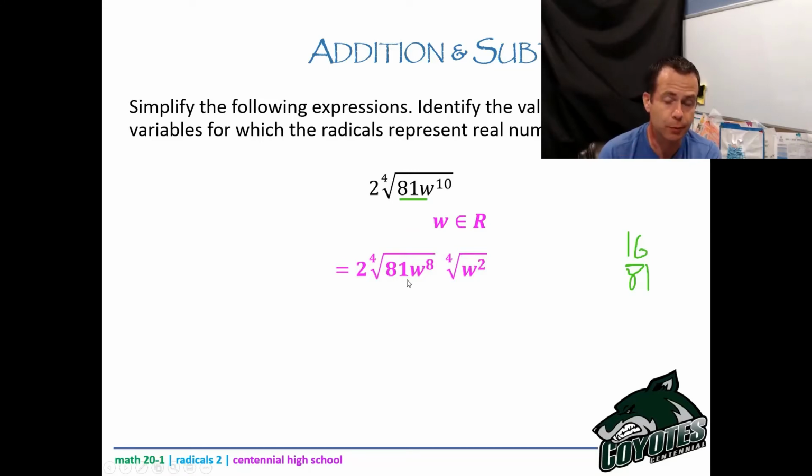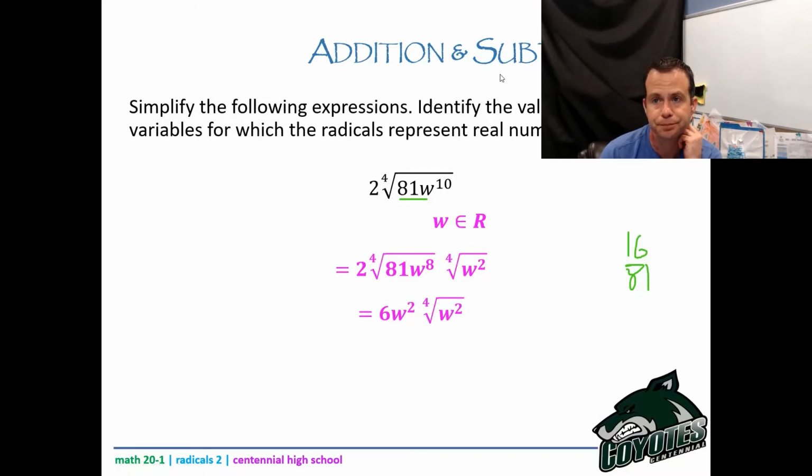The fourth root of 81 is 3, and the fourth root of w to the 8 would be w squared. So that's going to give me 2 times 3 is 6, 6w squared. Just in case I lost you there, the fourth root of 81 was 3, and then I went 3 times 2. That's where that 6 comes from. And then the fourth root of w squared.